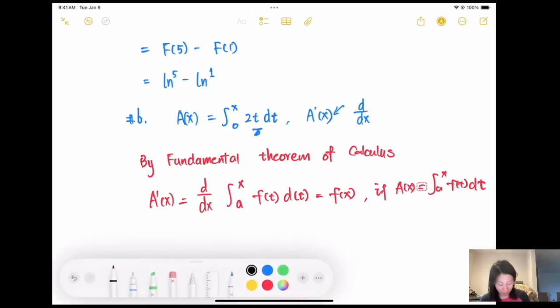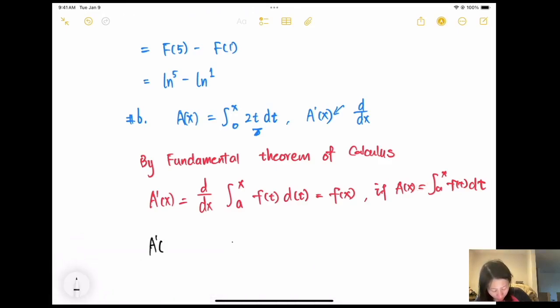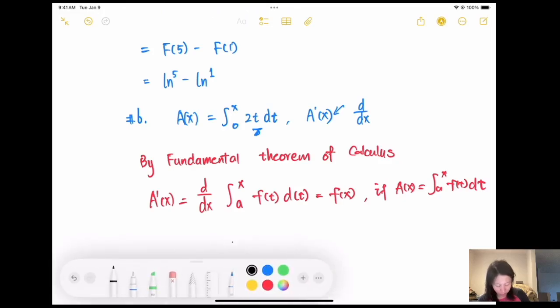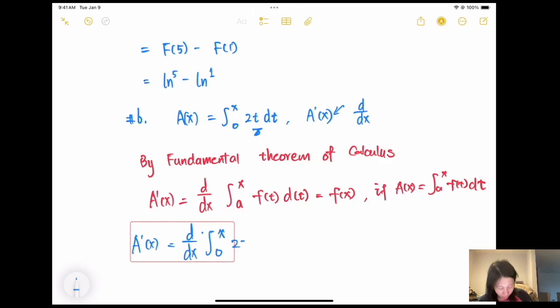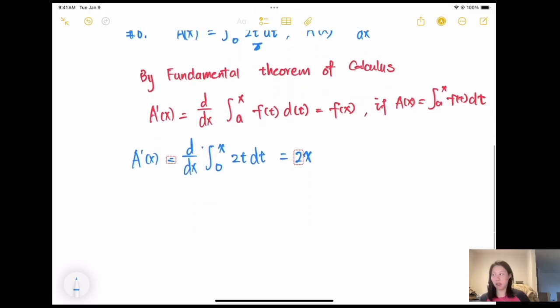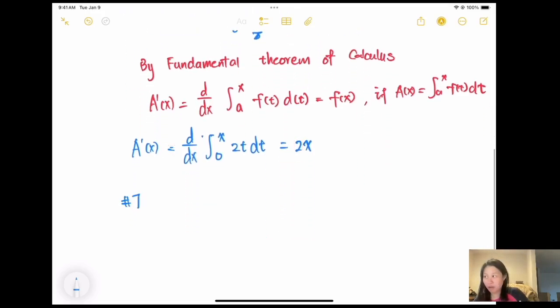So in our case, let me use the green pen since we were starting with the green ones. We have A prime of x equals the derivative at x of the integral from 0 to x of 2t dt, which is equal to 2x. Okay, that's number 6. Number 7, very similar.